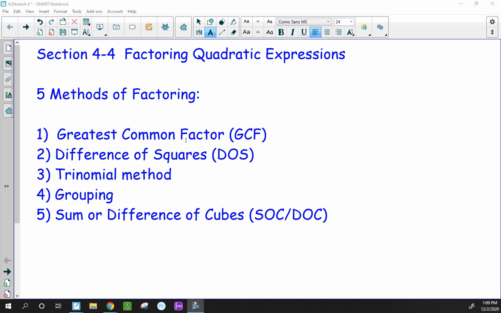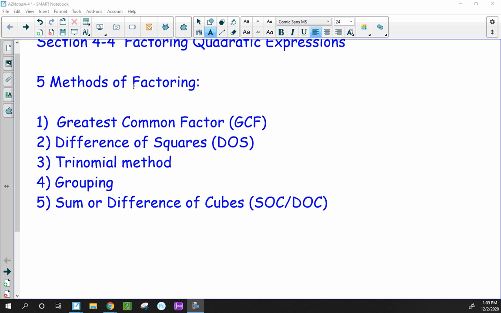Algebra 2. Today we're going to continue notes on factoring. We have already done the GCF method, greatest common factor. We also have practiced difference of squares, and recently we've worked on trinomials. Today we're going to look at grouping.